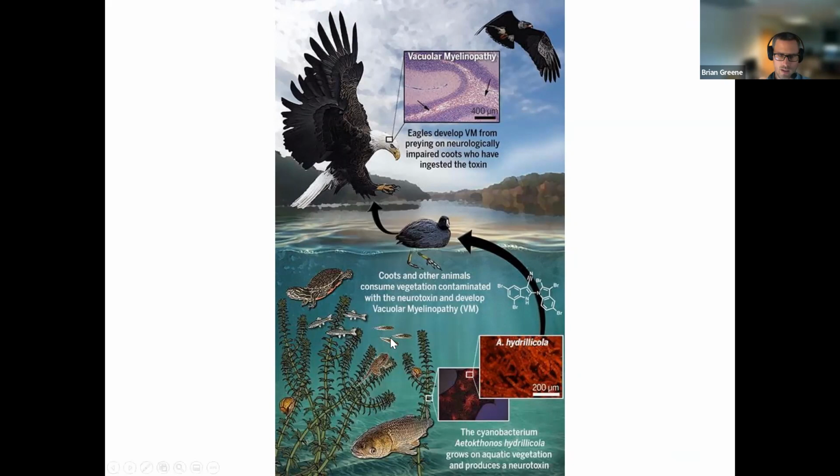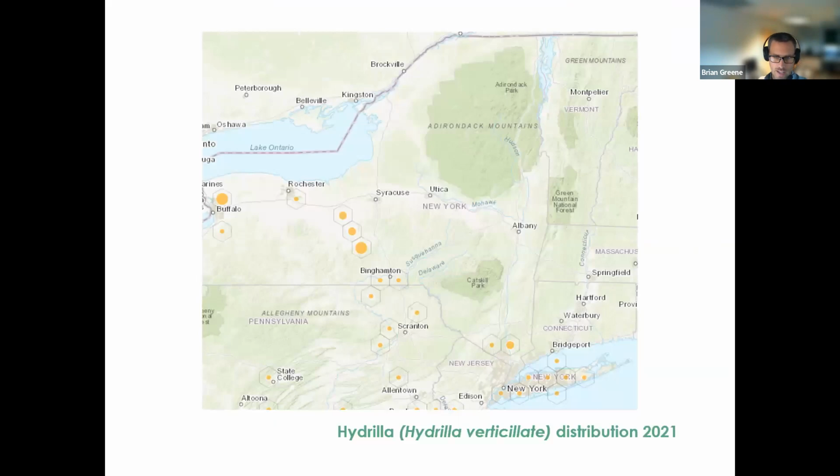So ducks, coots, and other birds would eat the hydrilla that had it. They would get sick and they would die. And then there were all these eagles that were eating these coots and other things, like great horned owls and vultures, and then they were getting sick and dying themselves. So a crazy indirect pathway of showing how invasive species sometimes can create conditions that make other things worse. So we definitely don't want to have hydrilla in our water bodies.